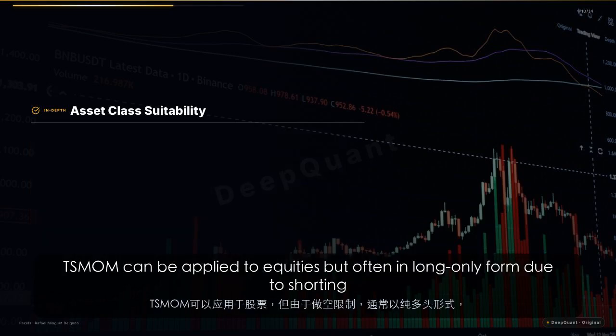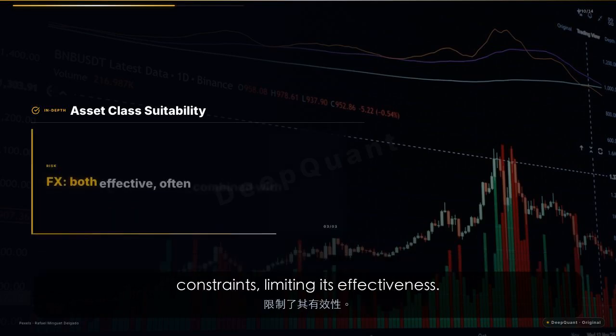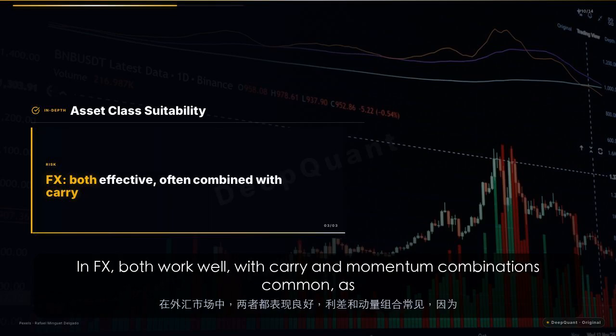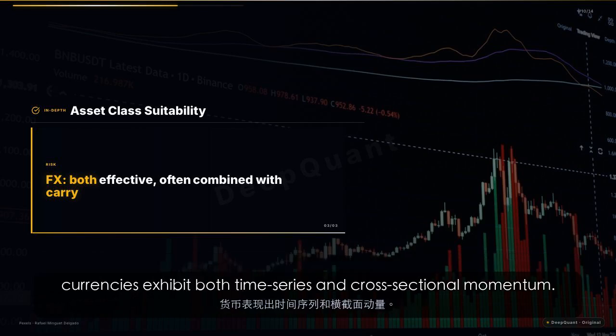TSMOM can be applied to equities but often in long-only form due to shorting constraints, limiting its effectiveness. In practice, equity long-short funds use XSMOM, while macro funds use TSMOM. In FX, both work well, with carry and momentum combinations common, as currencies exhibit both time series and cross-sectional momentum.